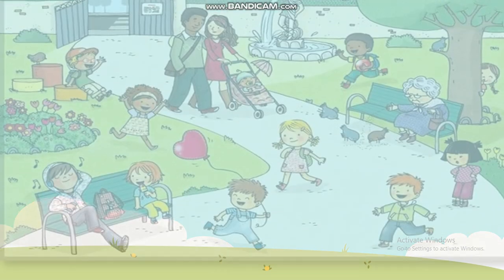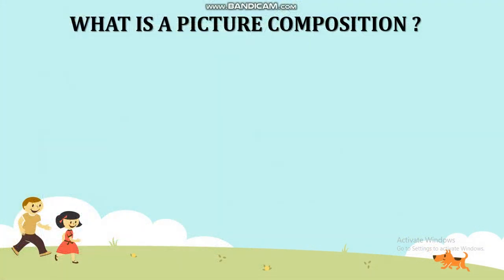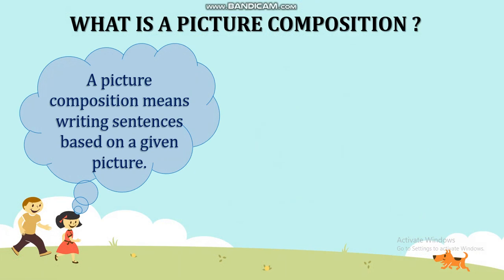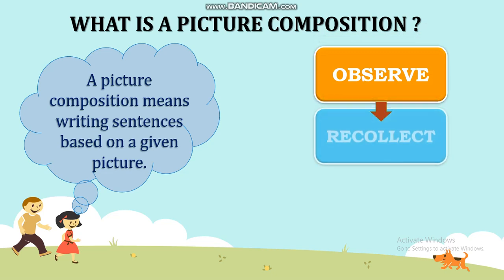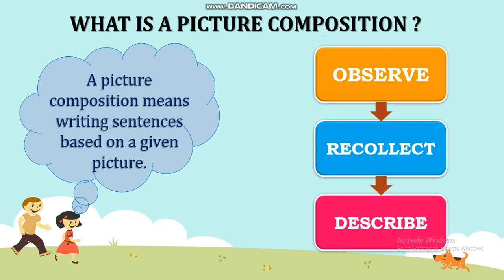Look at this picture, children. Don't you think we should try writing a composition on this picture? So let's start. In this video, we are going to learn the language of pictures. But before we start writing, let's know what a picture composition is. What is a picture composition? A picture composition means writing sentences based on a given picture. For that, we have to observe the picture very carefully. Then, recollect the information given in the picture. And finally, describe the picture in small sentences.